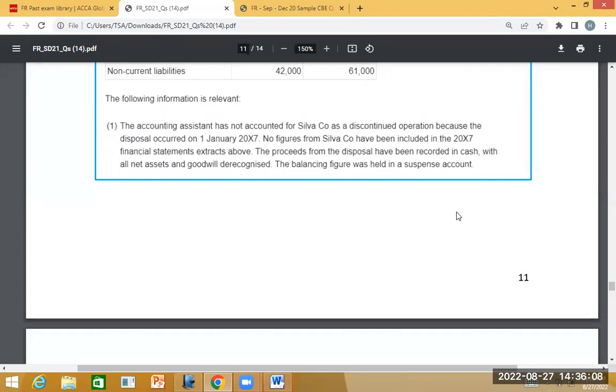Okay, the next part is: no figures from the Silva have been included in the 2007 financial statement extracts above. The proceeds from the disposal have been recorded in cash with all the assets and goodwill de-recognized. The balancing figure was in a suspense account. So what is the balancing figure? It is definitely the gain or loss on disposal.